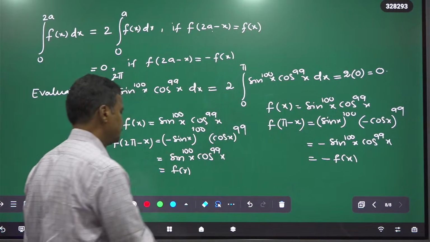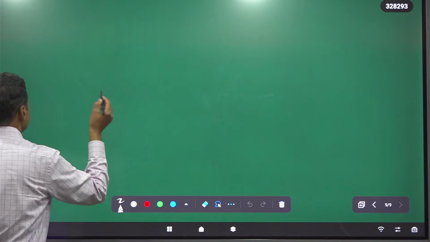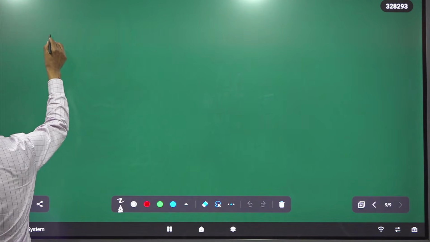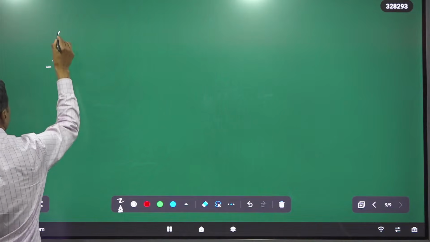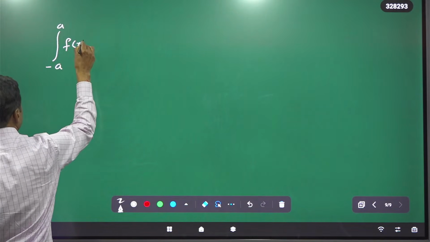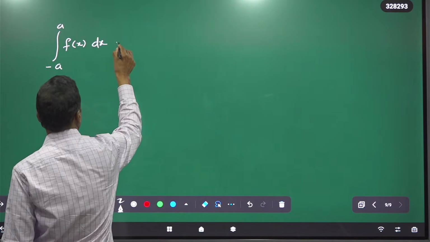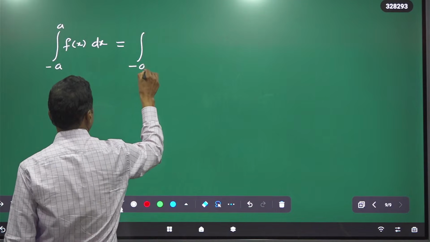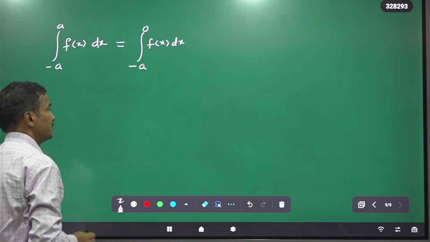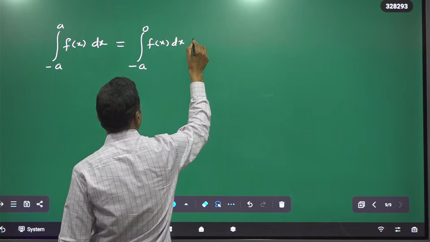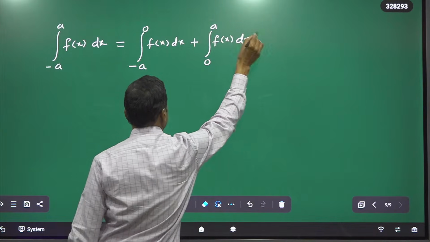So, next one, that is the definite integral of odd and even functions. Suppose here you take integral from minus a to a of f of x dx. So, that can be written as integral of minus a to 0 f of x dx plus 0 to a f of x dx.